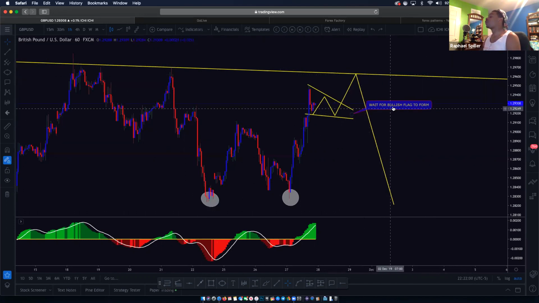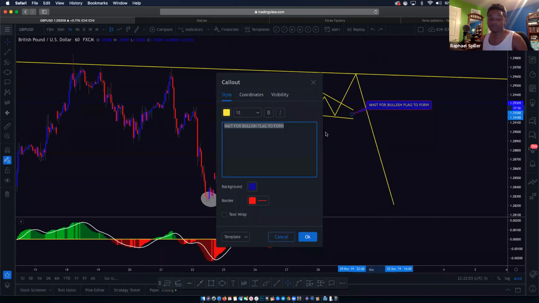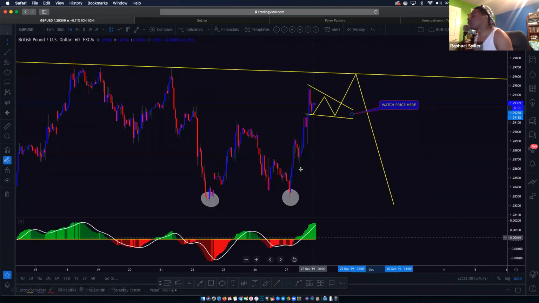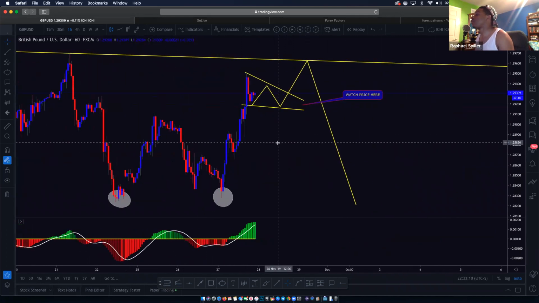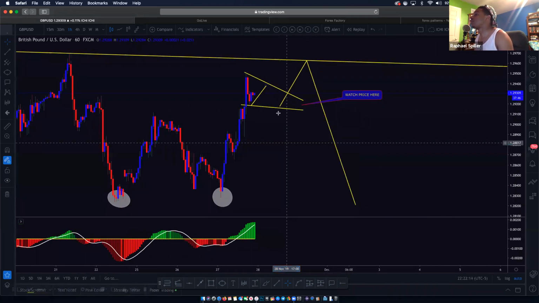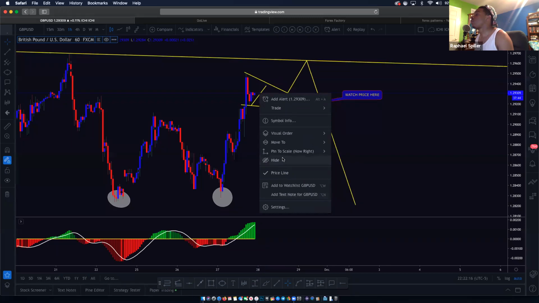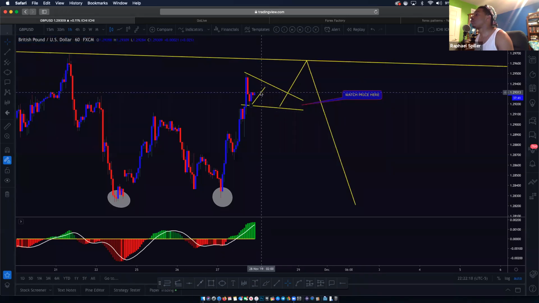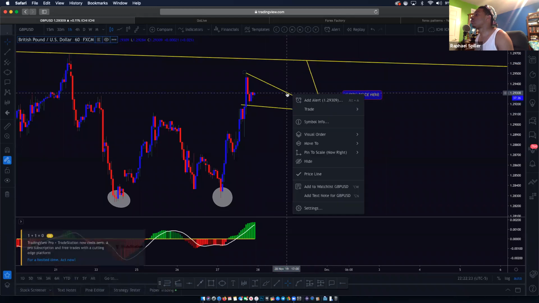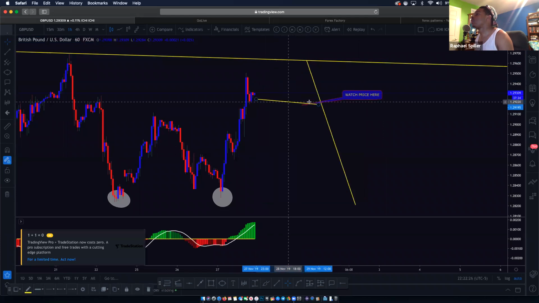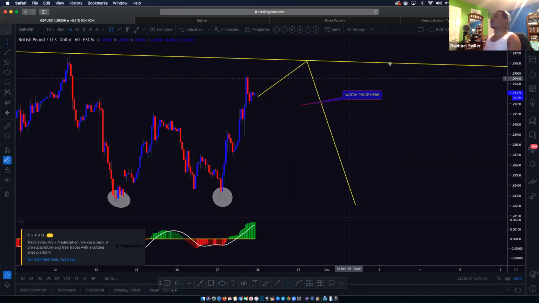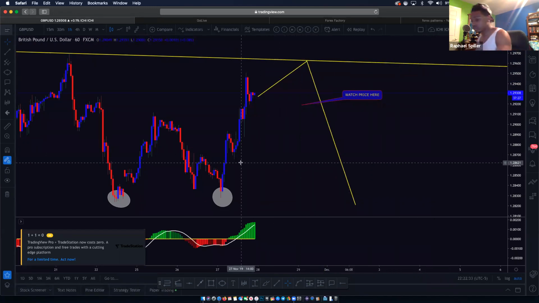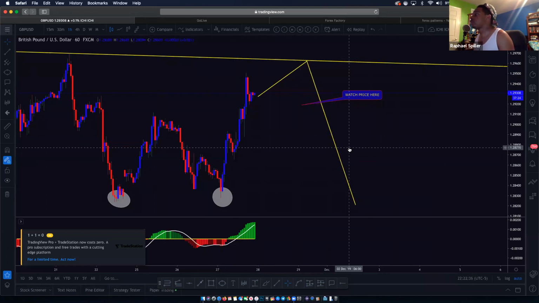All right, wait for bullish flag. Actually, no. Just watch price here. That's what I want you guys to do. It can do multiple things in this area. But don't be surprised if this does shoot up. Don't be surprised.